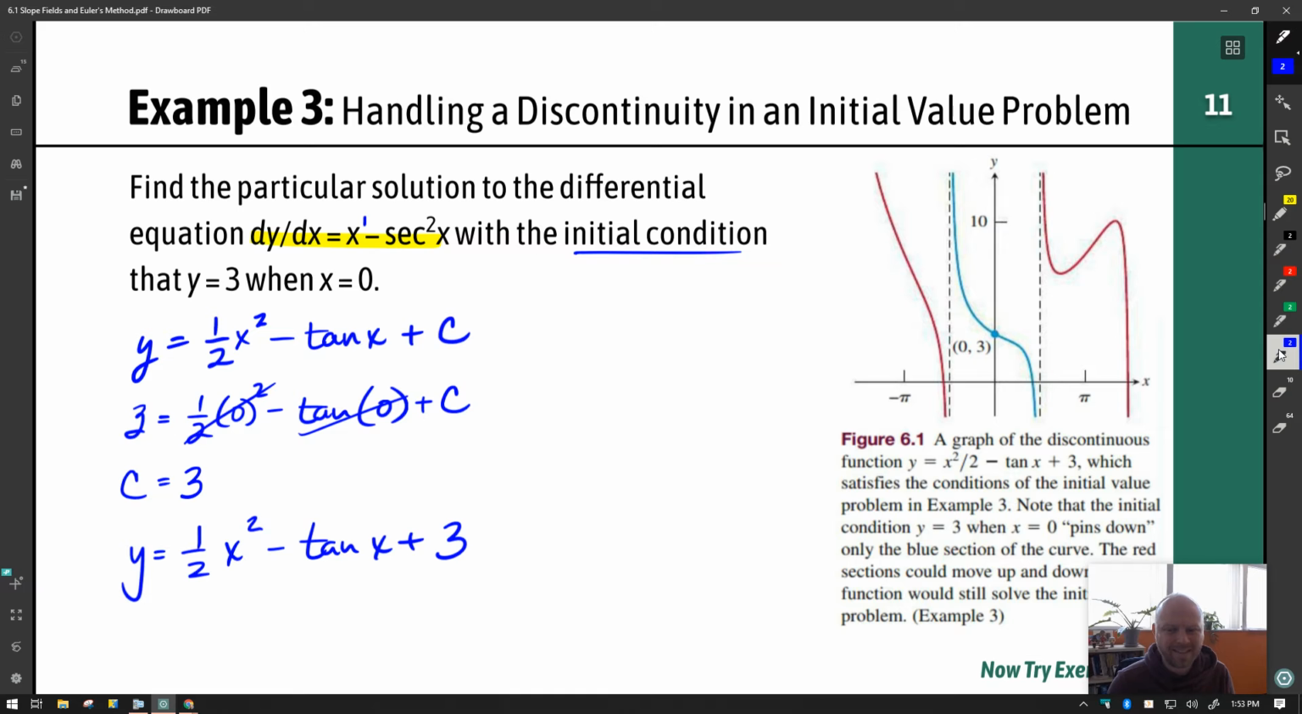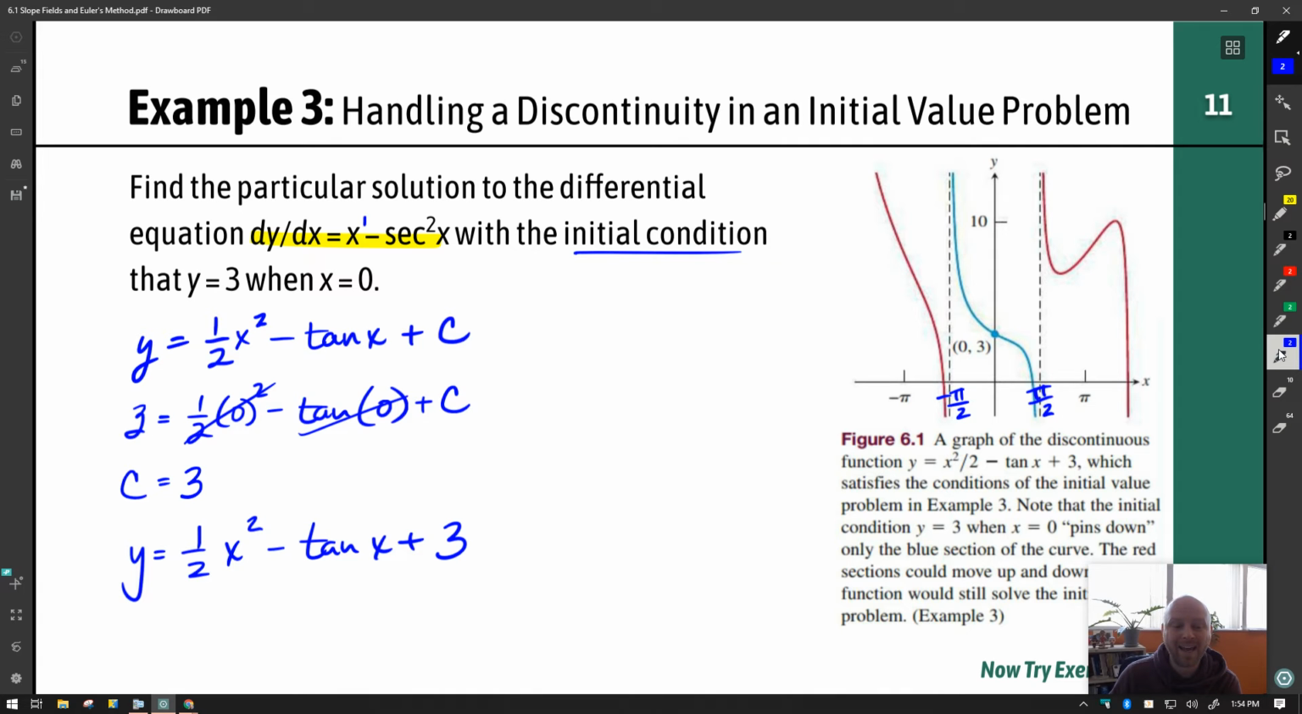But I'm not going to box it yet. Check out the graph over here to the right. Notice that we have vertical asymptotes at negative pi over 2 and at positive pi over 2. So this function's discontinuous. There are 3, I guess we can call them branches to this function. And since (0, 3) is only going to apply to the branch that's in the middle here between negative pi over 2 and pi over 2, that's the only part of the function that this initial condition nails down.